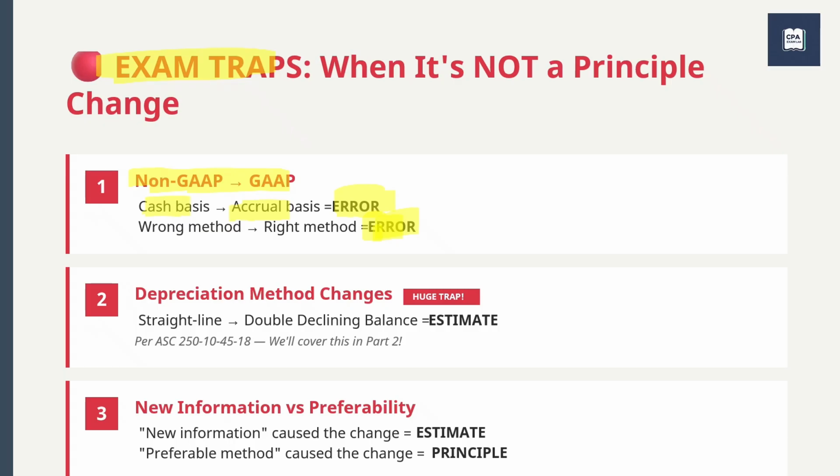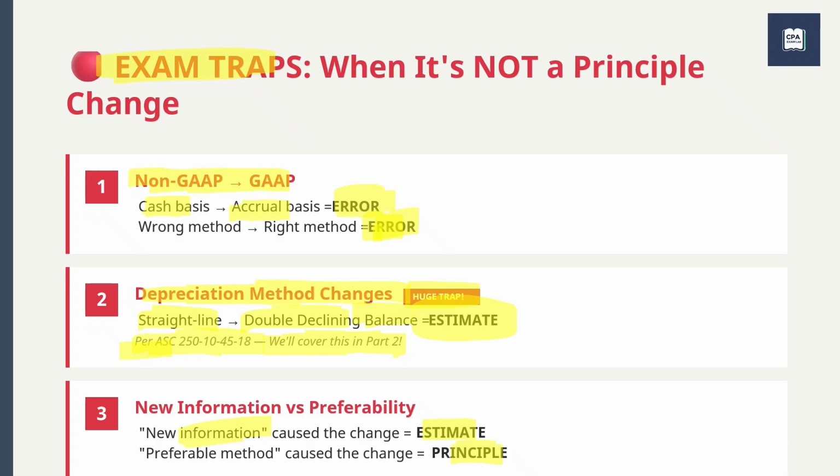Number two is the depreciation method change. This is also a very big trap. We're going to cover this in more detail in part 2, the next video. But in the example, if they are changing anything related to depreciation, this is not a principal change, it is an estimate. Number 3, how would you differentiate what is an estimate and what is a principal change? If there is any information that caused the change, because an estimate is based on the information we have.